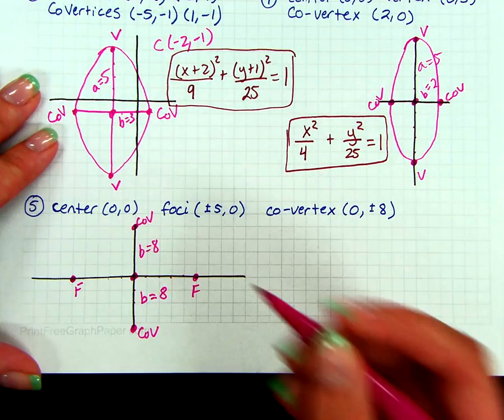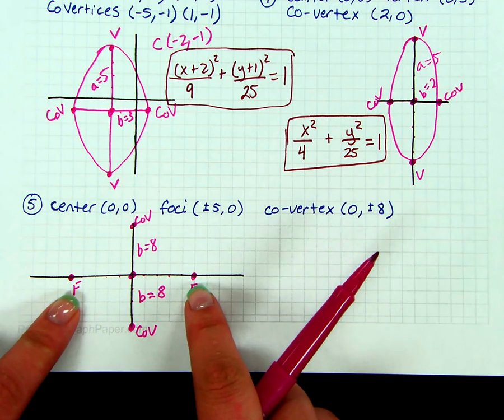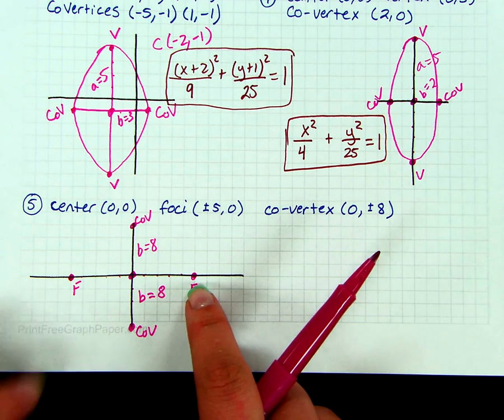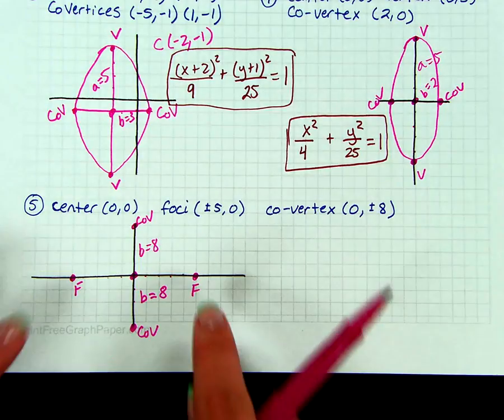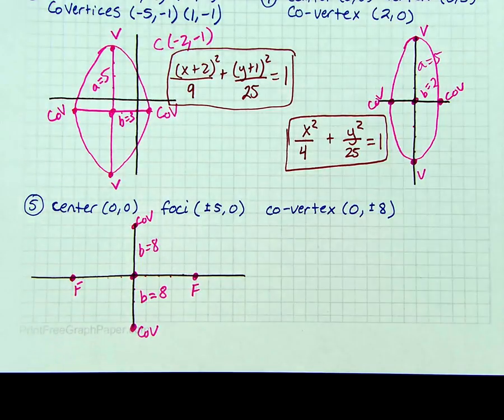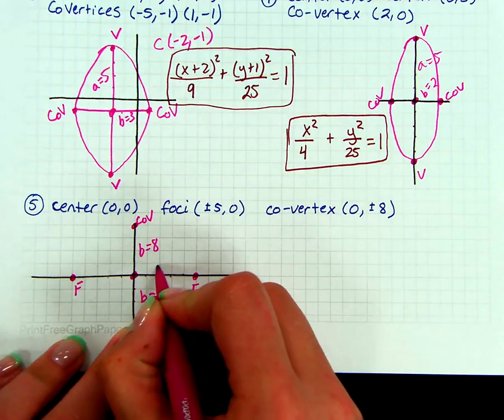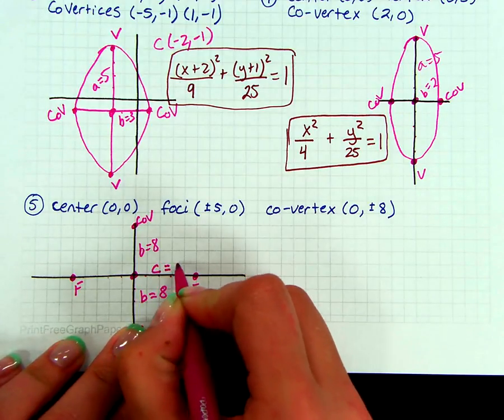Now we do need to be careful because the focus points, the foci, are inside of the ellipse. So our ellipse is going to go around and encompass those. So we don't want to connect our ellipse to these. If we know the focus point, that means that we can identify what our C value is. So we know that C is going to be 5.